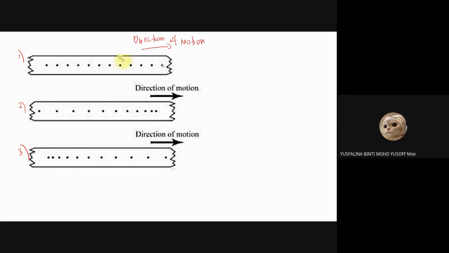Just see the distance between 2 dots, whether it's decreasing or increasing, and then try to use the formula V equals S over T. So let's say the S is increasing, it means the velocity is increasing, and you already know if the velocity is increasing, the object is accelerating. But this one you have to divide into 2 parts, for number 2 and number 3. So let's call number 1.